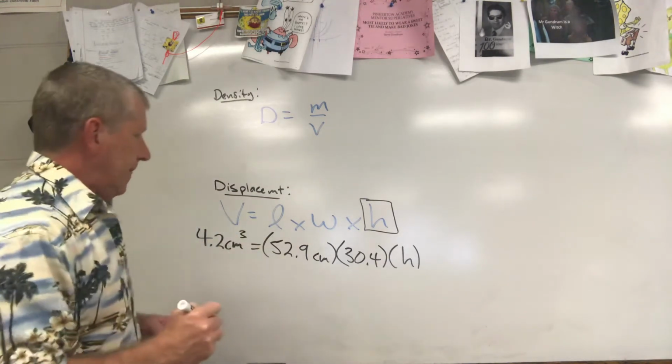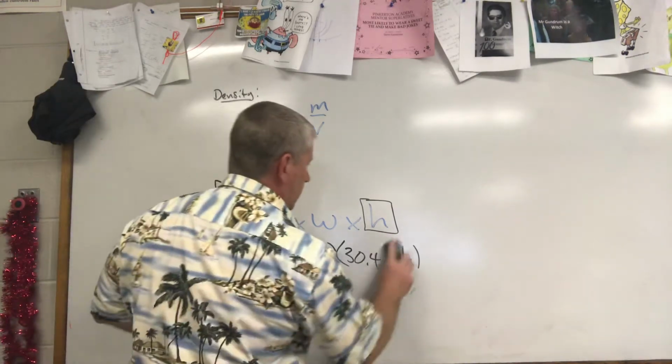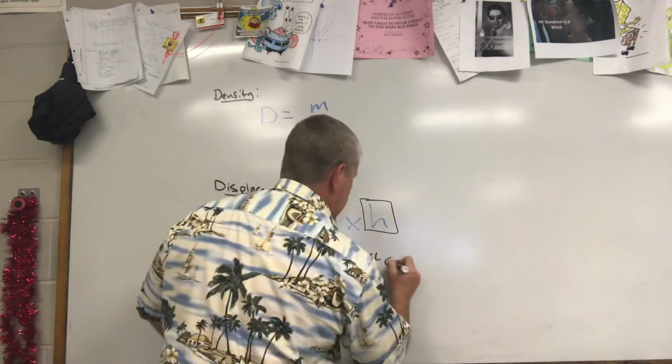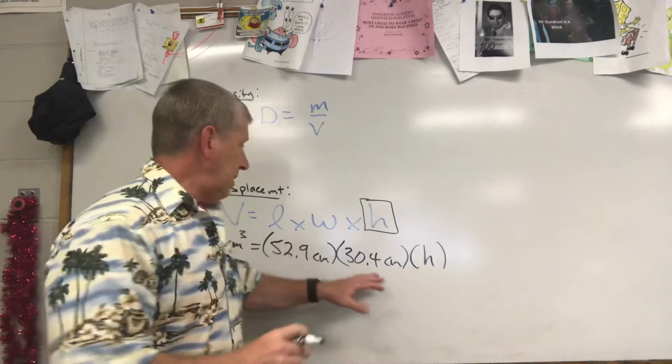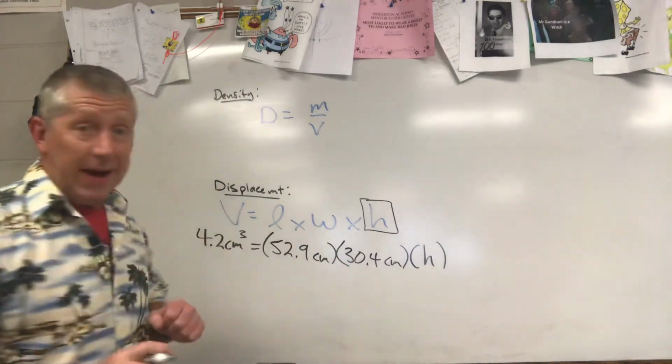All right. And oh, I forgot to put the unit in for the 30.4. That was in centimeters. Centimeters times height. Can you see it? We're going to get the thickness just simply by dividing. Multiply these 2 together, then divide.